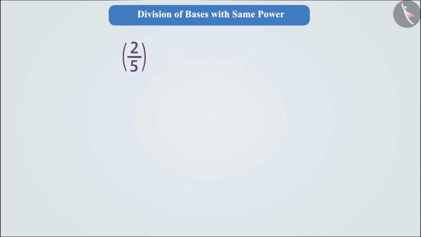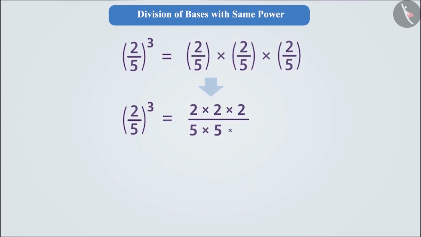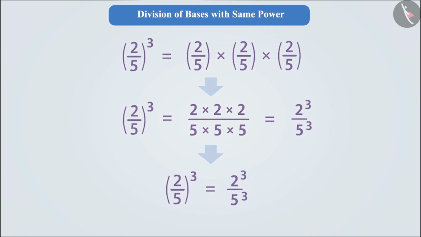Let's understand this. Suppose we have to simplify 2 by 5 to the power of 3. Here, 2 by 5 to the power of 3 can be written as 2 by 5 into 2 by 5 into 2 by 5. We can also write this as 2 into 2 into 2 divided by 5 into 5 into 5, which can be written as 2 to the power of 3 divided by 5 to the power of 3 in exponential form. We can say that 2 by 5 to the power of 3 is equal to 2 to the power of 3 divided by 5 to the power of 3.